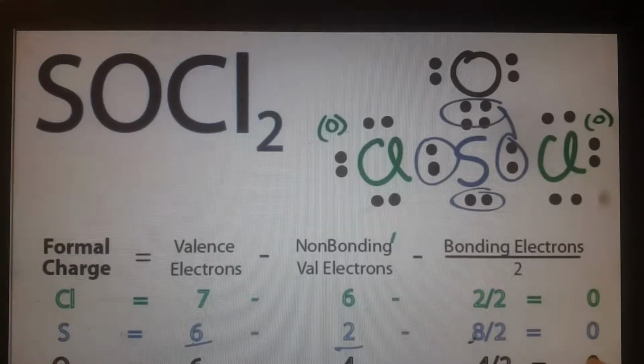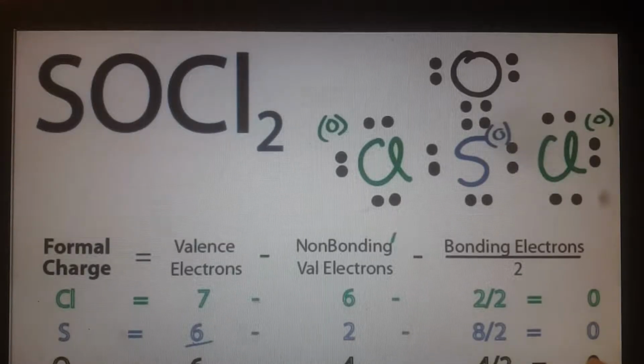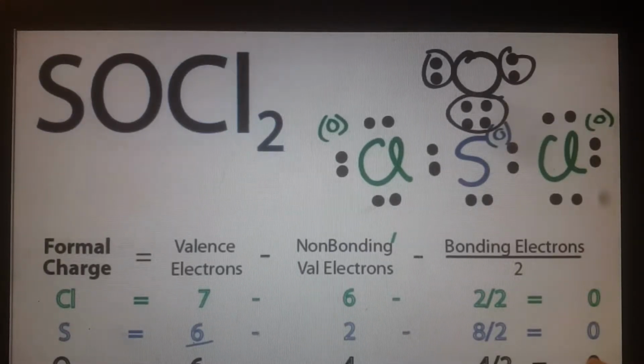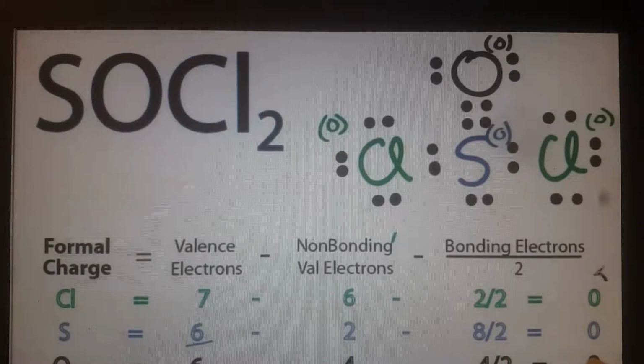For sulfur, 6 valence electrons, 2 non-bonding, and now we have 4 plus 2, 6, 8. 8 total bonding divided by 2. 6 minus 2 minus 4 is 0. And then for oxygen, 6 minus the 4 non-bonding, we have 4 bonding here divided by 2, also equals 0. Because my formal charges are all 0 now, I know that this is the best structure for SOCl2.